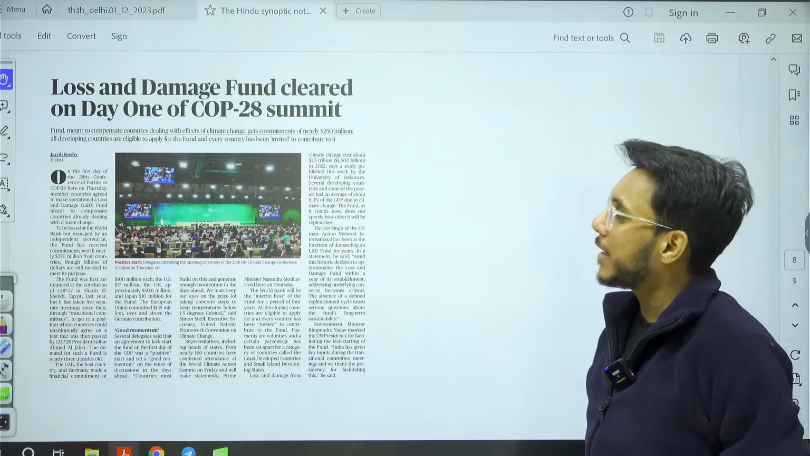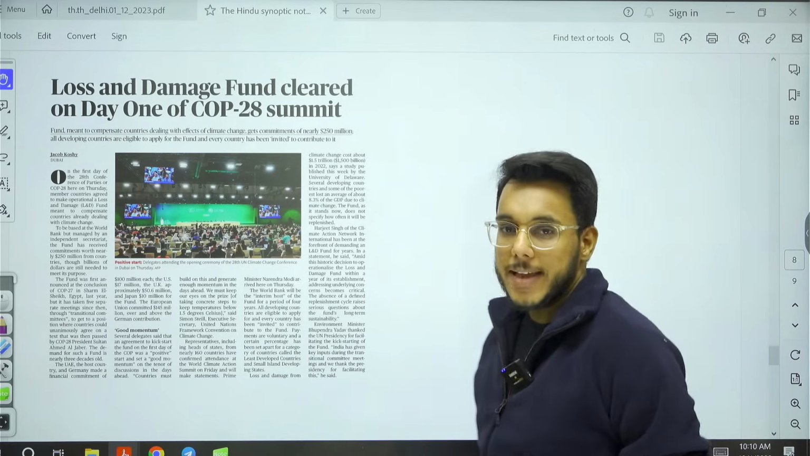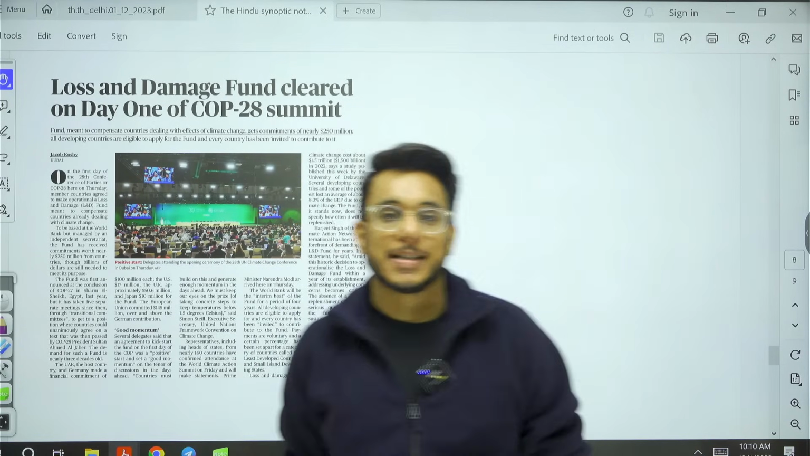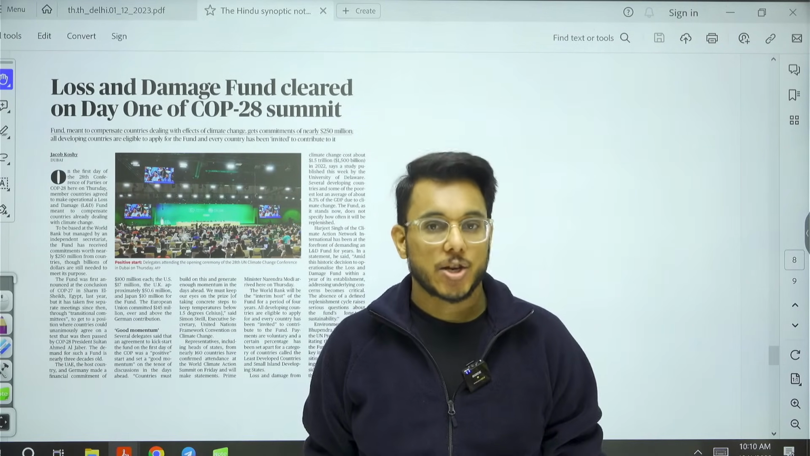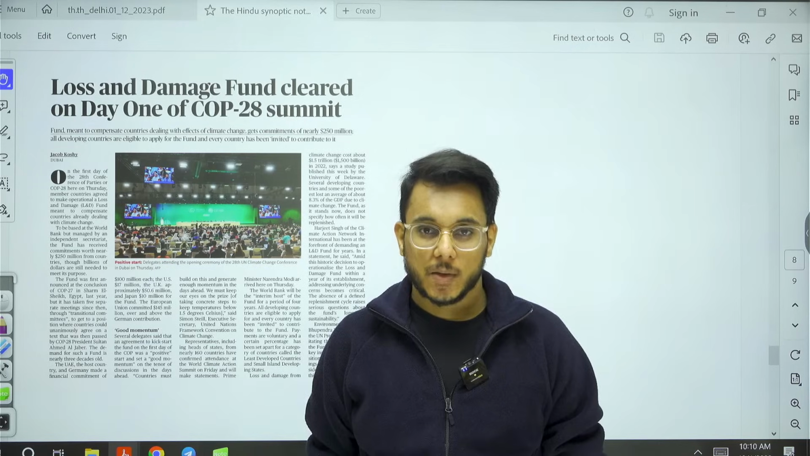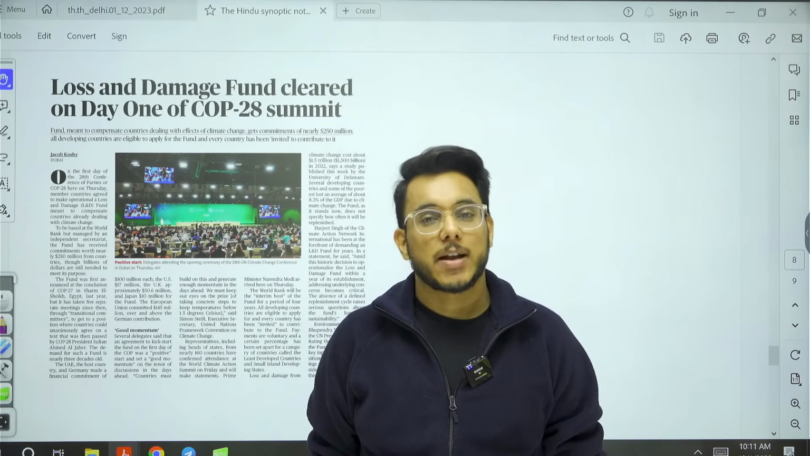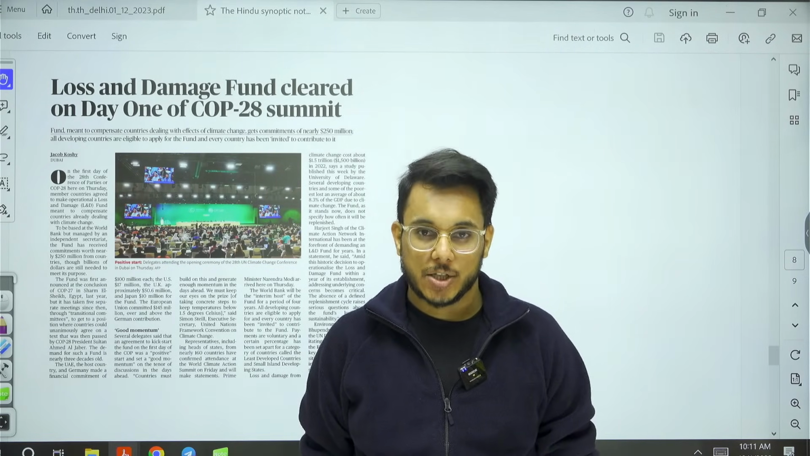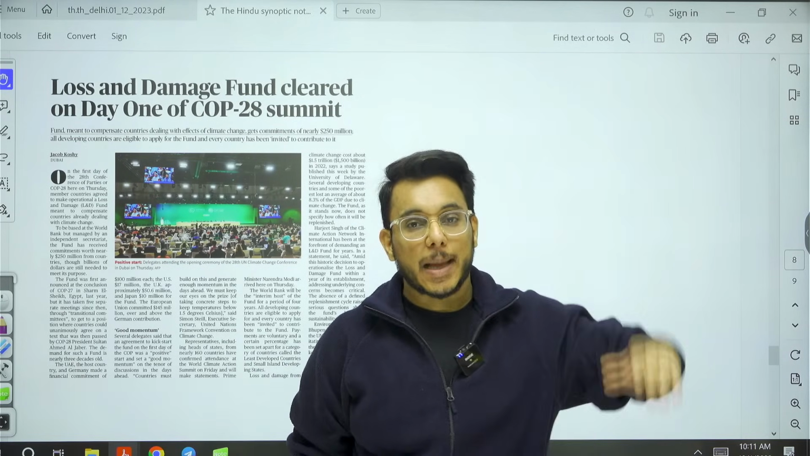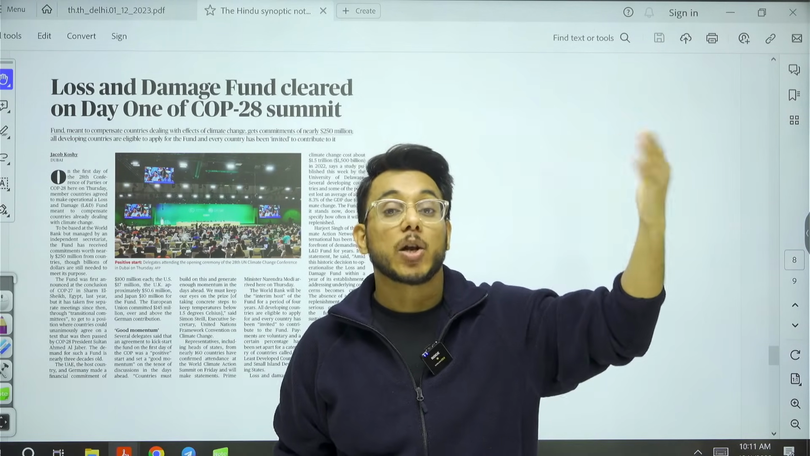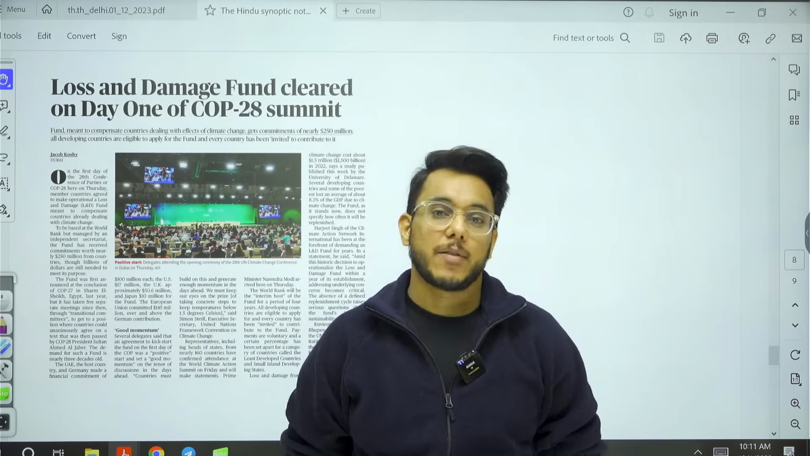Loss and damage fund cleared on day 1 of COP28 summit. So, guys, we saw yesterday, Thursday, that COP28, the Conference of Parties edition 28, has started in Dubai, in which UNFCCC countries, the countries who have signed the United Nations Framework Convention on Climate Change, come and discuss strategies on how to ensure that temperature does not rise beyond 2 degrees Celsius, and if possible, does not rise above 1.5 degrees Celsius.